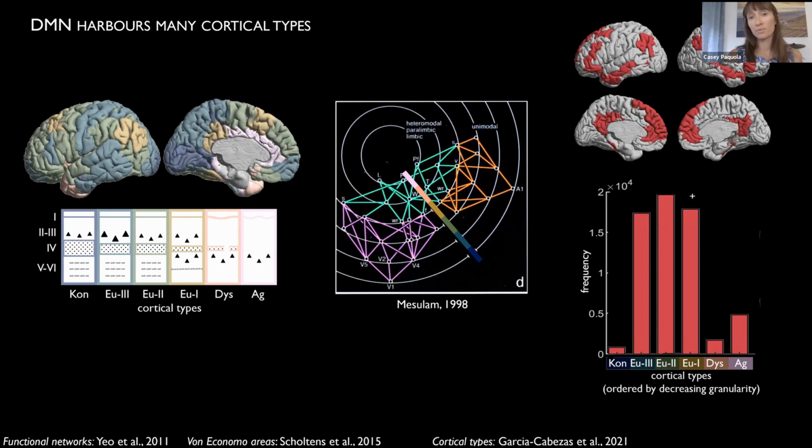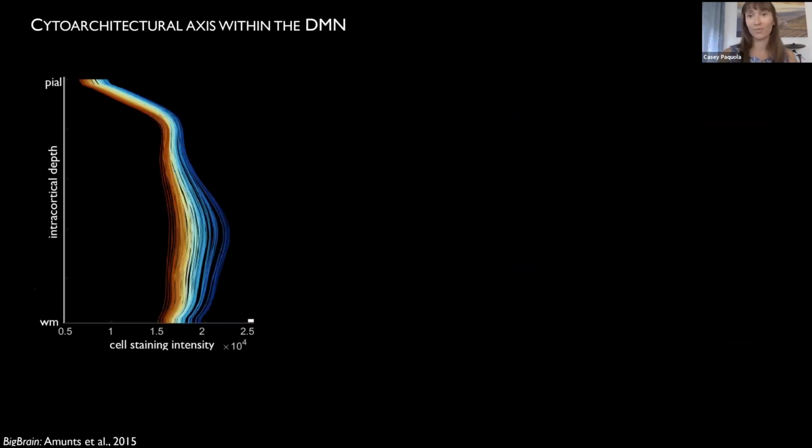But this variability is more nuanced than just types. So that's where we brought in BigBrain. We mapped the cytoarchitectural variability within the default mode by measuring intracortical variations in cell body staining from BigBrain. We had a total of 62,960 staining intensity profiles. These are little vertices all over the brain.